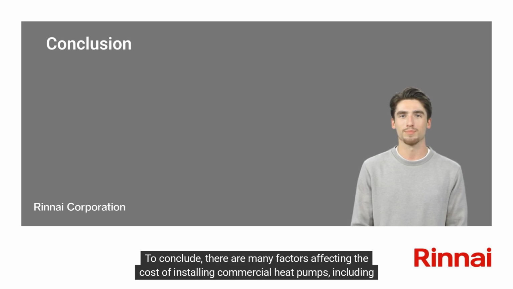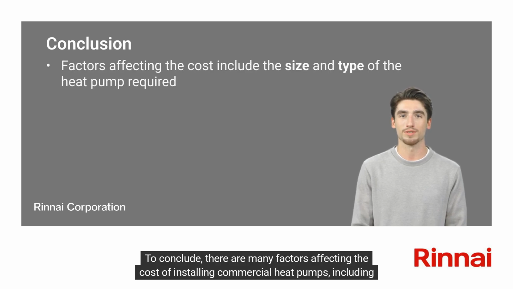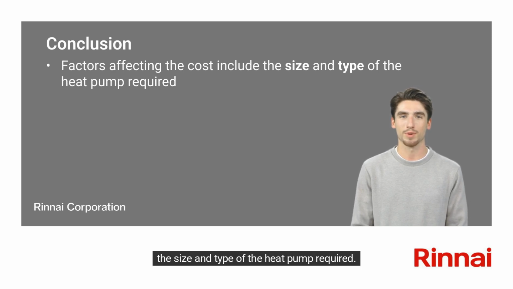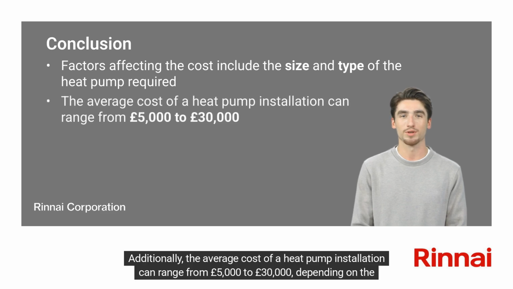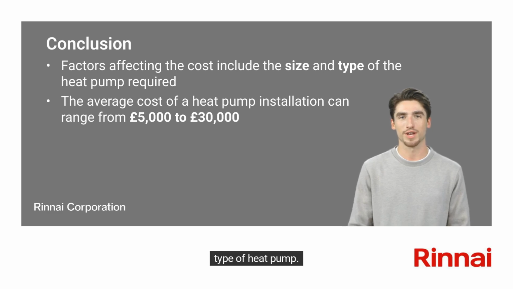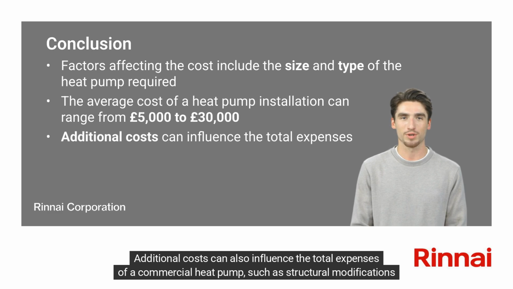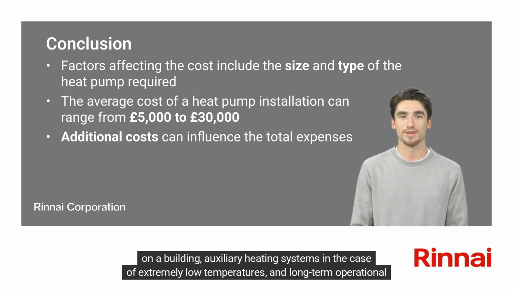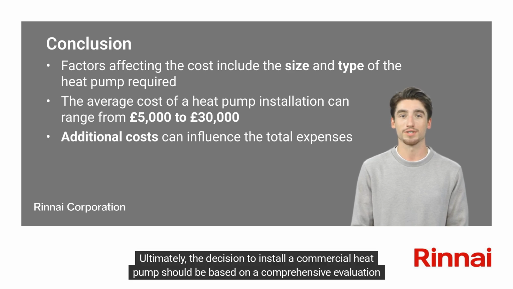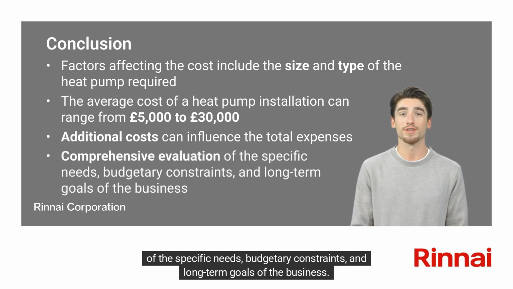To conclude, there are many factors affecting the cost of installing commercial heat pumps, including the size and type of the heat pump required. Additionally, the average cost of a heat pump installation can range from £5,000 to £30,000, depending on the type of heat pump. Additional costs can also influence the total expenses of a commercial heat pump, such as structural modifications on a building, auxiliary heating systems in the case of extremely low temperatures, and long-term operational costs. Ultimately, the decision to install a commercial heat pump should be based on a comprehensive evaluation of the specific needs, budgetary constraints, and long-term goals of the business.